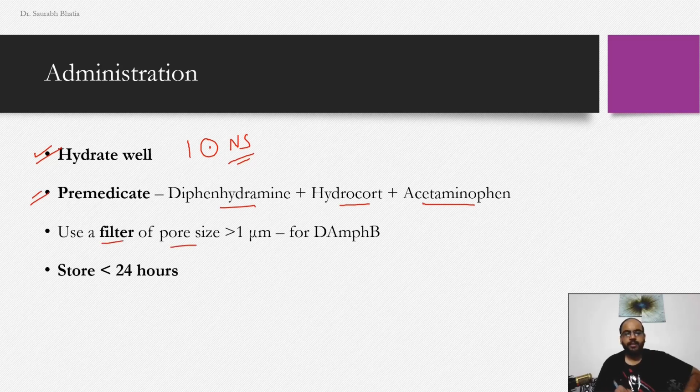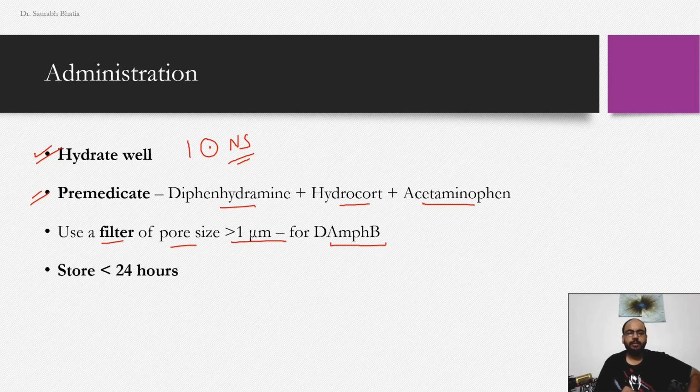Use a filter of pore size of more than 1 micrometer for the deoxycholate version. What happens is that deoxycholate, when you're diluting it with sterile water and shaking it vigorously, there might be bigger particles left. So you don't allow the bigger particles to go into circulation. So you have to use a filter. But nowadays, we are using the liposomal formulation which we sonicate before administering. So you don't have those larger particle sizes. So you don't require a filter. In your ward, whenever amphotericin B is being given, you must have observed that we just sonicate, dilute and give the infusion. We don't use a filter. So nowadays we need not use a filter.